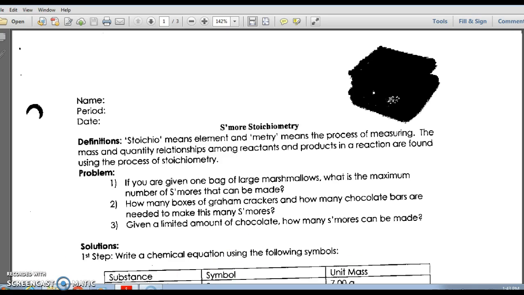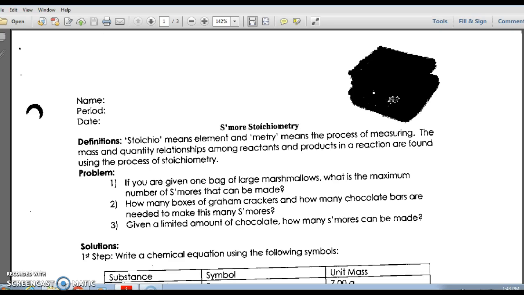So the idea here is that if we had a large bag of marshmallows and we wanted to figure out how many graham crackers and how much chocolate we needed to buy in order to completely use up that bag of marshmallows, what kind of calculations could we do with the information we have?